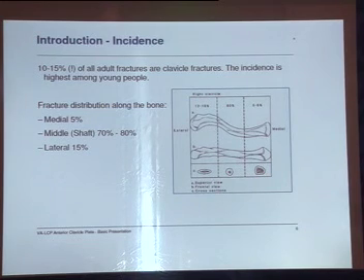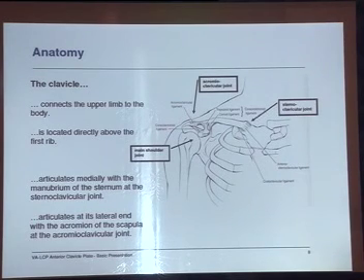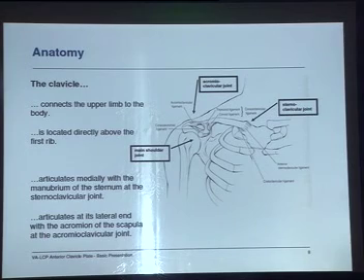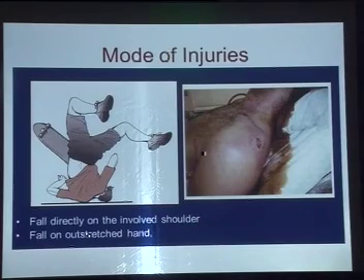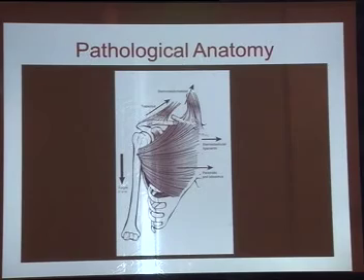Fracture distribution along the bone: the medial part is involved in 5% of cases, the middle third, that is the shaft, in 70-80% of cases, while the lateral part is involved in 15% of cases. As you all know, the clavicle connects the upper limb to the body and is located directly above the first rib. It forms two articulations, medial with the manubrium sterni, lateral with the acromion process of the scapula. The most common mode of injury is a fall directly on the shoulder, or a fall on an outstretched hand. In the pathological anatomy, the medial fragment is pulled upward due to the action of the sternocleidomastoid muscle, while the lateral fragment is pulled downward due to the gravity effect of the upper limb.